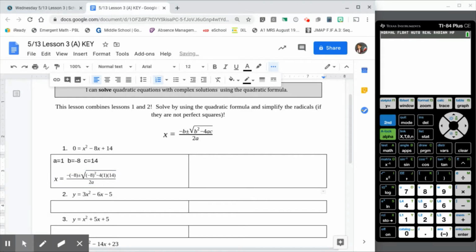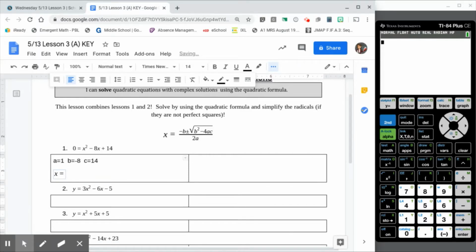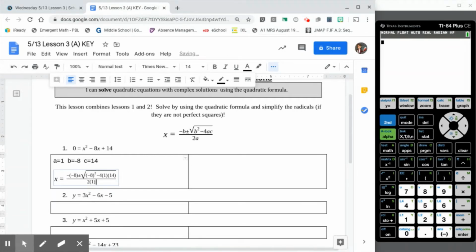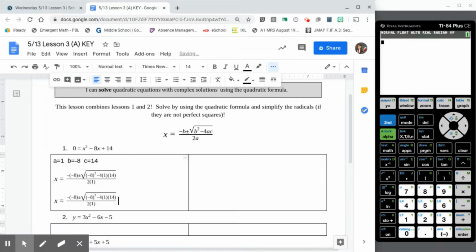In our denominator, we've got 2 times a. By the way, if you ever accidentally delete everything, Control-Z takes you back, or you can always use the undo button. A value is 1. Okay, so let's start to simplify. As I mentioned on lesson 1 day, we simplify one piece at a time so you don't overcomplicate things. Here we've got a -8. A double negative turns into a positive, so we have a +8 plus or minus.